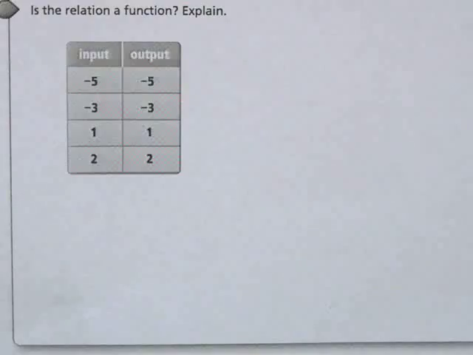In this video, you're asked to explain if this relation is a function. And you're given an input-output table, and the question is yes or no. Well, the easiest way to do this is to just look at the inputs. Do any of the inputs repeat? And I believe the answer is no.